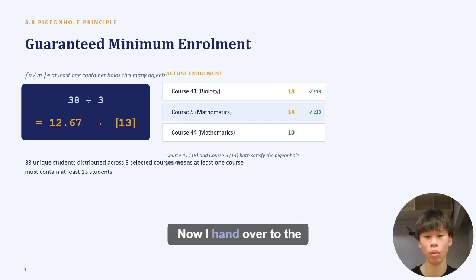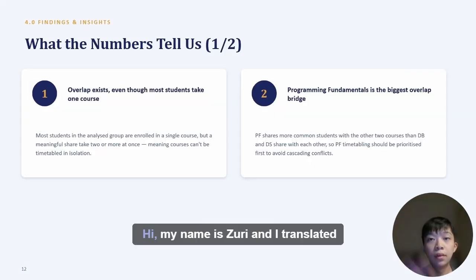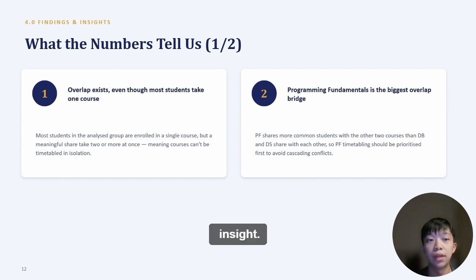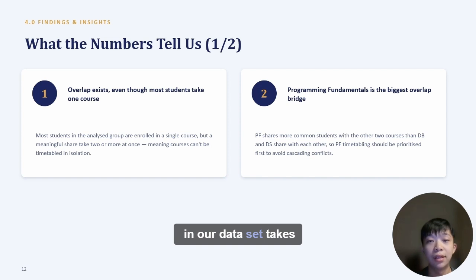Now I hand over to the next presenter, who will explain our findings and recommendations based on these results. Thank you. Hi, my name is Zuri, and I translated this calculation into practical insight. First, even though most students in our dataset take only one course, a meaningful share, 4 students, take 2 or more at once, meaning courses cannot be timetabled in isolation.